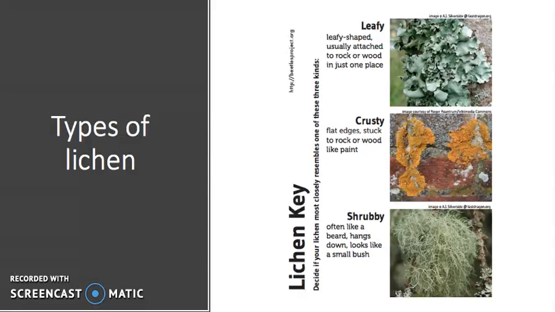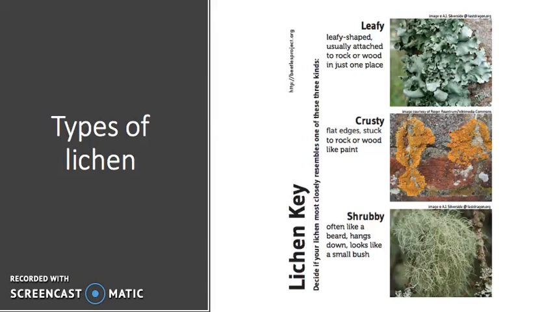Your students will be interested to know that there are 3 types of lichen in which all lichen falls under. There's leafy lichen, which is attached to a rock or wood in one place. Crusty lichen is the second one you'll see on this slide, and it is stuck to a rock or wood like paint. And shrubby lichen hangs down like a beard would.